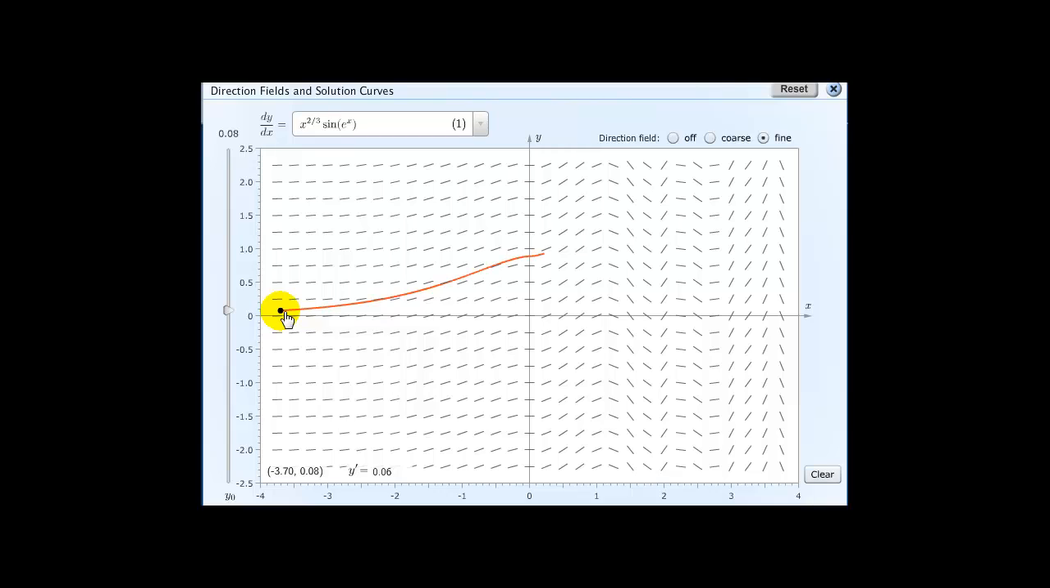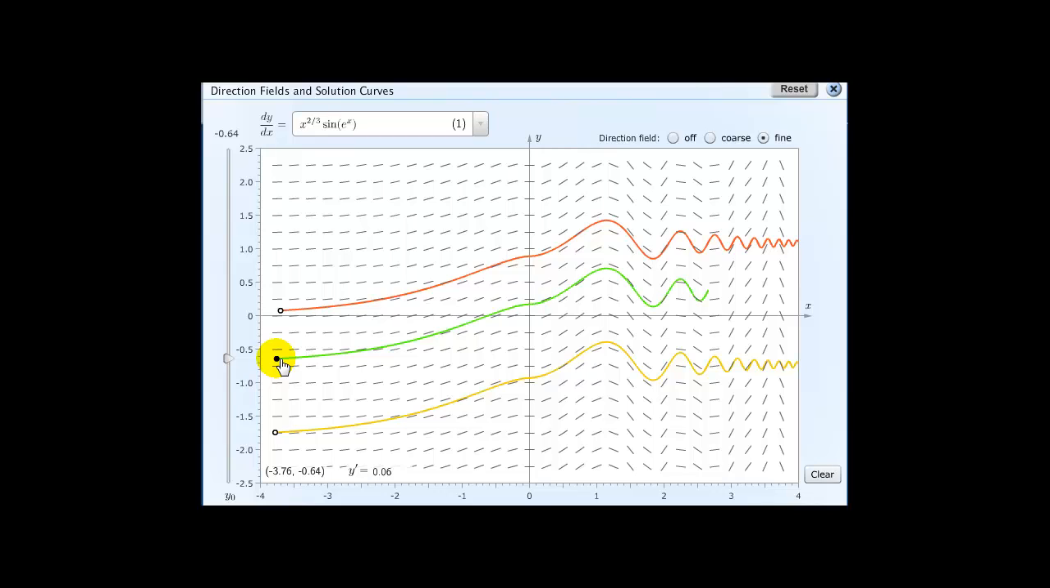these slopes, and this one's quite an interesting one because our differential equation involves an x to the 2/3 and sine of e to the x, so something kind of interesting. Let's come down here and click for an initial point, and let's see what this one does. And it's tracing out those slopes. So even if we didn't know how to solve this differential equation, we can see what the solution curves look like by looking at the direction field and following those little slopes.